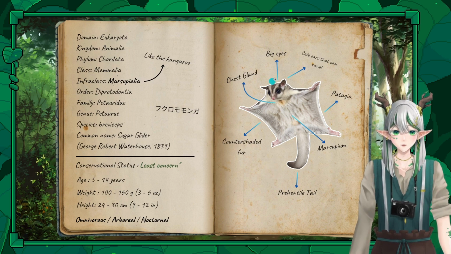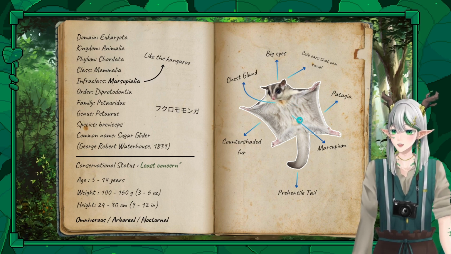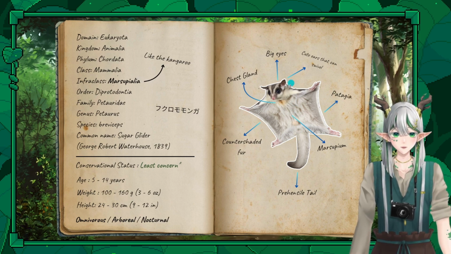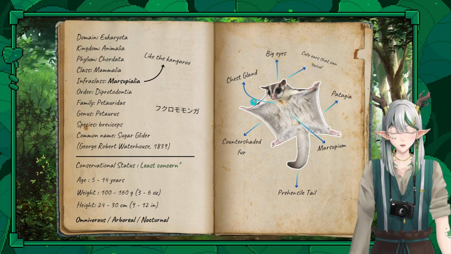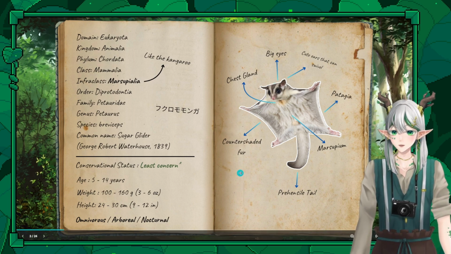And so what it means is it has darker coloring on its back and a lighter coloring on its front. The idea is that it helps it camouflage against either the sky if you're looking from underneath, or against the ground if you're looking from the top.